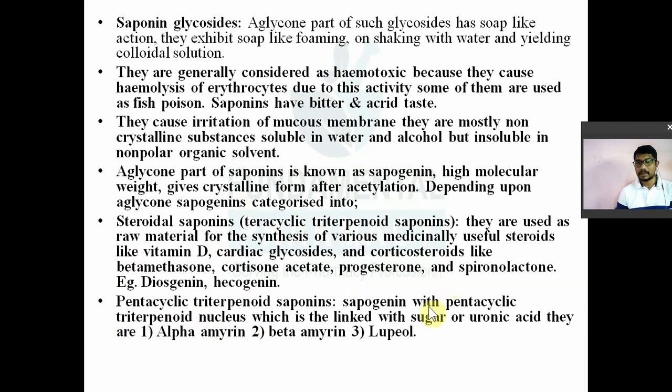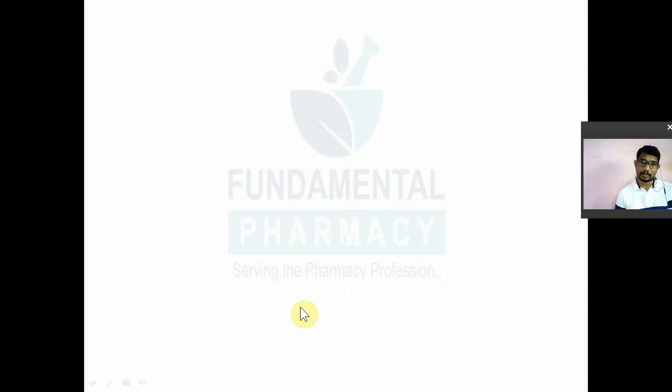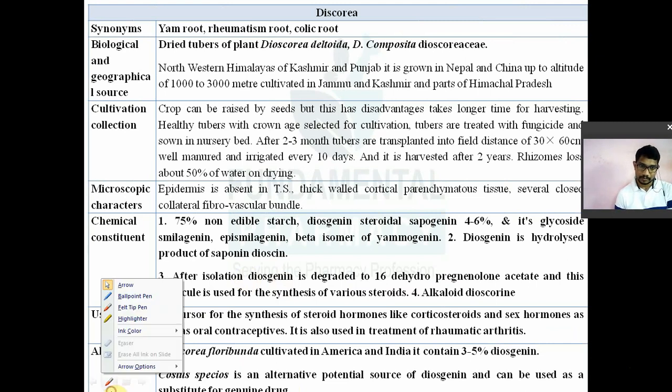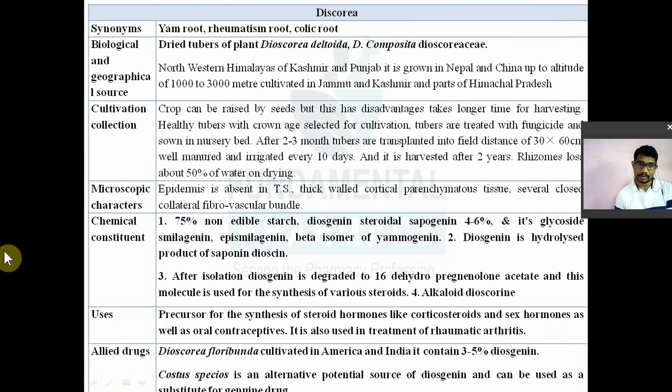So these are examples of steroidal saponin, diosgenin, and then pentacyclic triterpenoid saponin, with a pentacyclic triterpenoid nucleus linked together with sugar or uronic acid. They are further alpha amyrin, beta amyrin. The first drug from this category is known as Dioscorea. Dioscorea is known as yam root, rheumatism root or colic root. Remember the synonyms: yam root, rheumatism root or colic root.